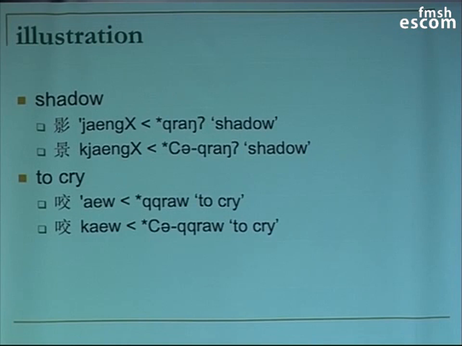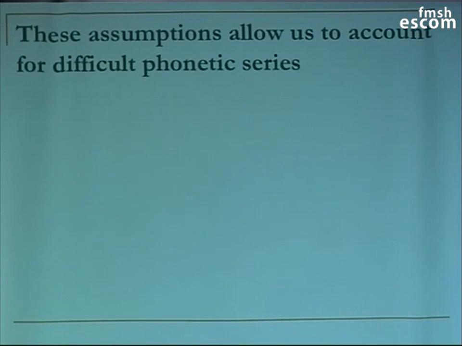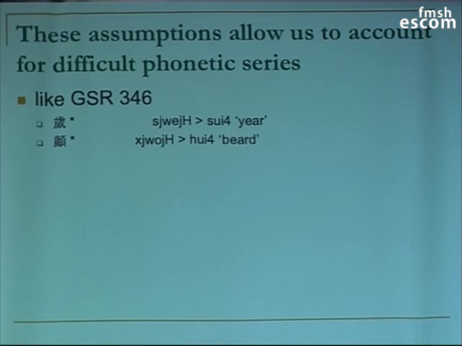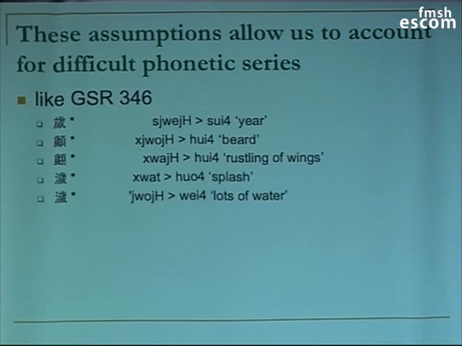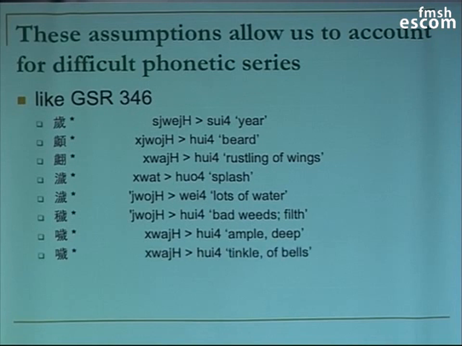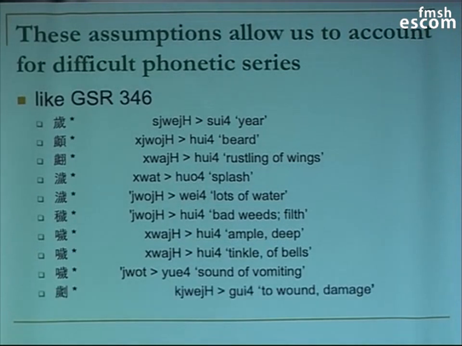Now, these assumptions allow us to account for difficult phonetic series. You know the phonetic series of sui, year, GSR 346, that's the number of the series in Karlgren's Grammata Serica Recensa, GSR. Well, sui, year, fui, beard, fui, rustling of wings, to splash, wei, lots of water, hui, bad weeds, filth, hui, ample dew, hui, tinkle of bells, yue, sound of vomiting, gui, to wound, damage.